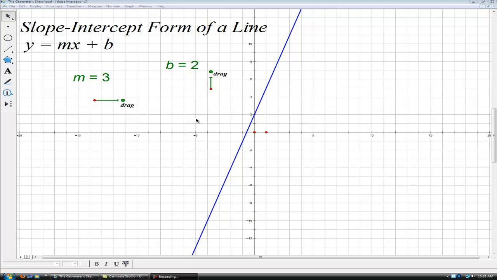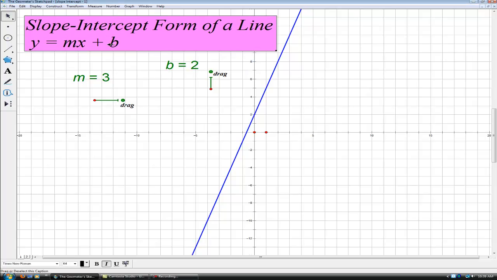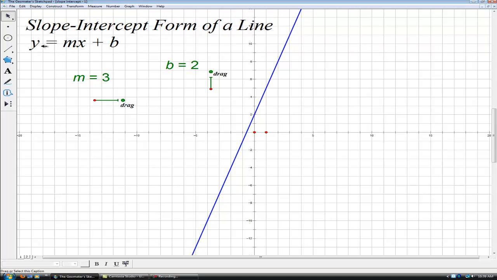Hey, this video is about linear equations. The particular equation for a line we'll be looking at is the slope-intercept form, where the lowercase m represents the slope of the line, which is also right here. It's the coefficient of x. And the letter lowercase b is our y-intercept, and it is the constant of the linear equation.